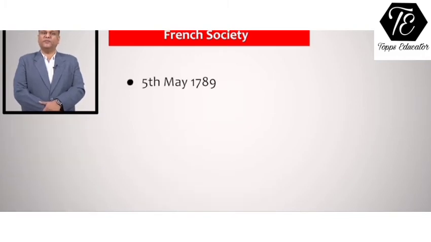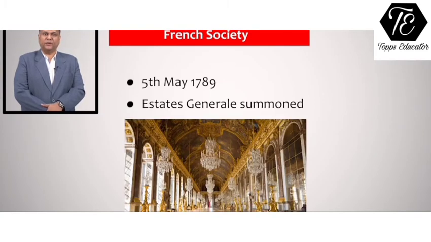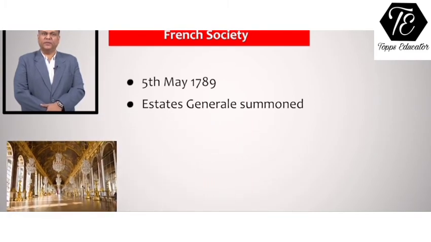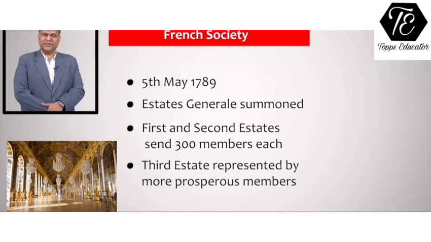On May the 5th, 1789, Louis XVI called together an assembly of the Estates General to pass proposals for new taxes. A resplendent hall in Versailles was prepared to host the delegates. The first and second estates sent 300 representatives each. The third estate was represented by its more prosperous and educated members. Peasants, artisans, and women were denied entry to the assembly.